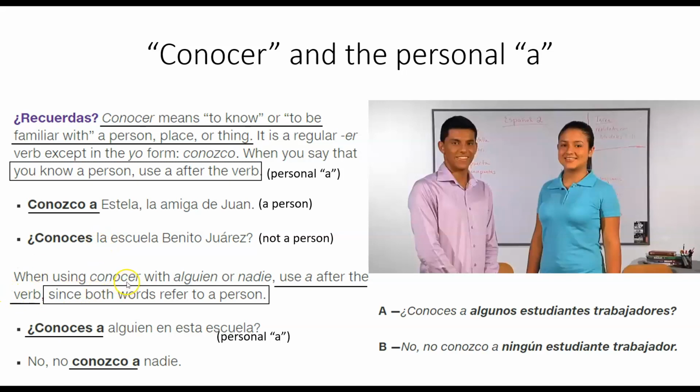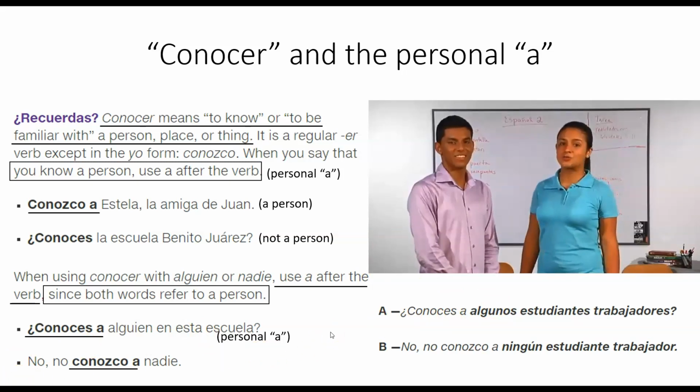When using conocer, to know or be familiar with a person, with alguien or nadie, somebody or nobody, you still need an a after the verb, the personal a, because both words refer to a person. ¿Conoces a alguien en esta escuela? Do you know someone in that school? Again, the personal a. No, no conozco a nadie. No, I don't know anybody. Somebody, anybody, still, it's talking about people. You need the personal a. So let's hear what this would sound like.